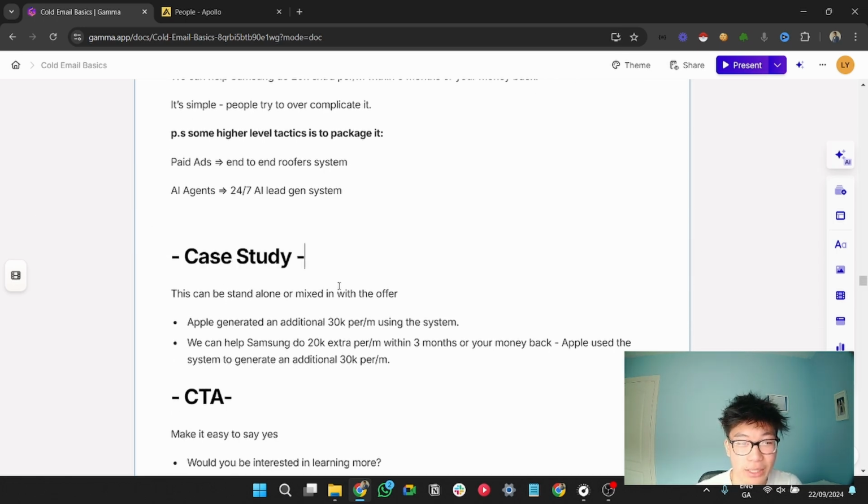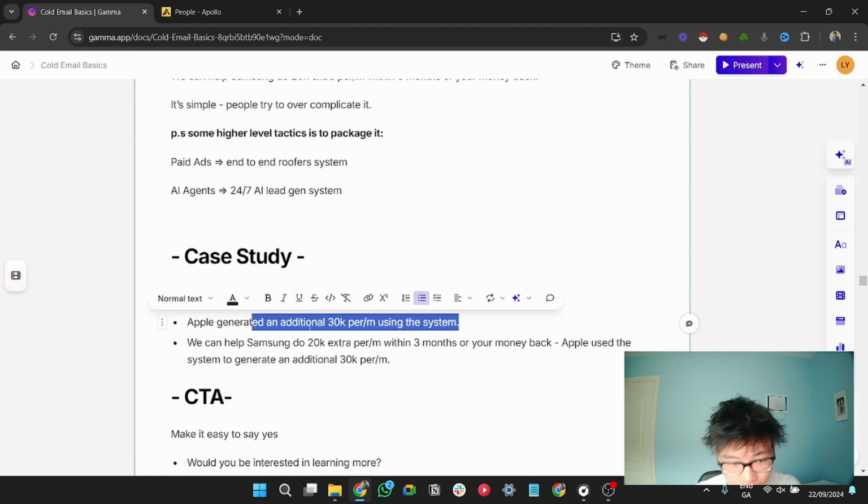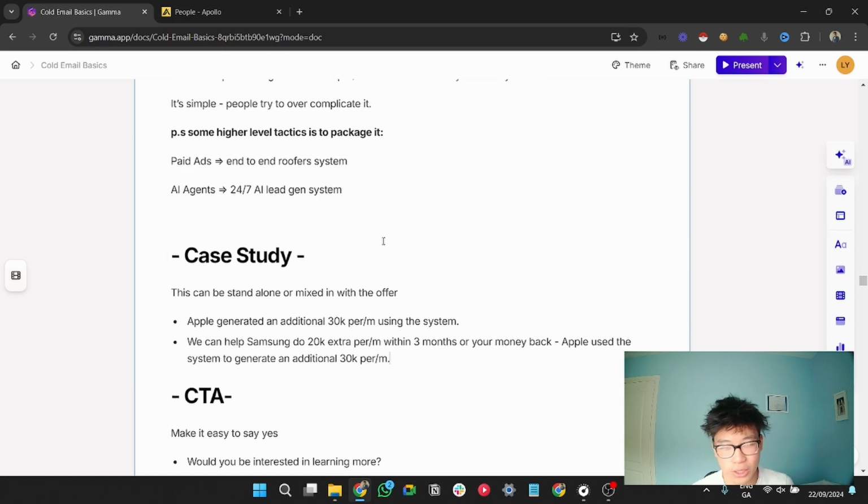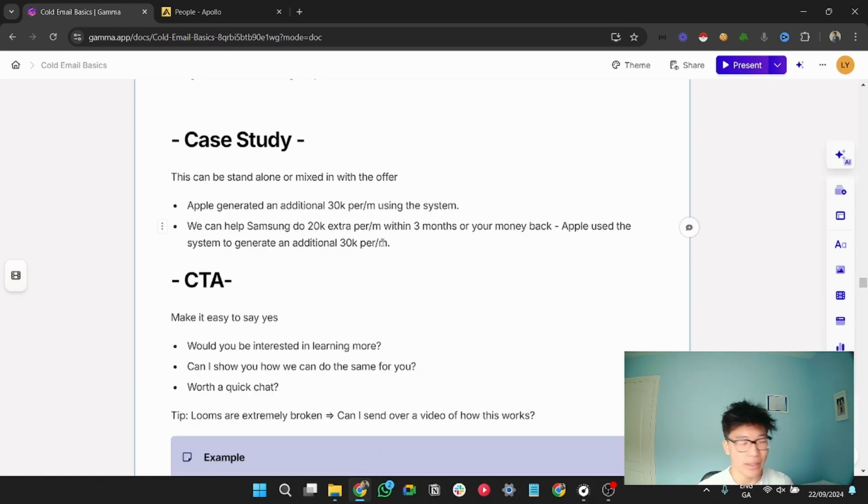So case study. This can be standalone or mixed in with the offer. Apple Edition generated an additional 30K per month using the system. We can help Samsung do 20K extra per month within 3 months or your money back. Apple used the system to generate an additional 30K per month. It's just proof. I'll go into it; there's another doc, which will be linked somewhere, I think. But a lot of copywriting is making them realize that the offer is actually feasible for them, and case studies are one of those ways.